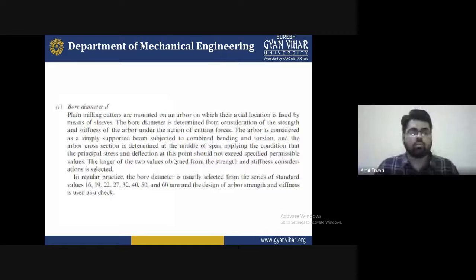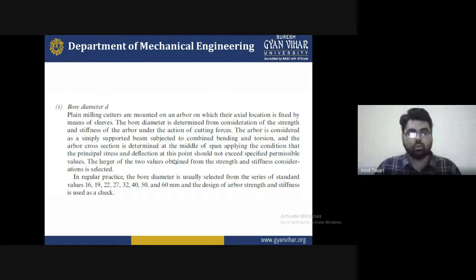First is the bore diameter. The bore diameter is determined by considering standardization, and the strength and stiffness of the arbor under the action of the cutting forces. The arbor is considered as a simply supported beam subjected to combined bending and torsion, and the larger of the two values obtained from the strength and stiffness considerations is taken. In regular practice, the bore diameter is usually selected from a series of standard values: 16, 19, 22, 27, 32, 40, 50 and 60. The design of the arbor strength and stiffness is then used as a check.